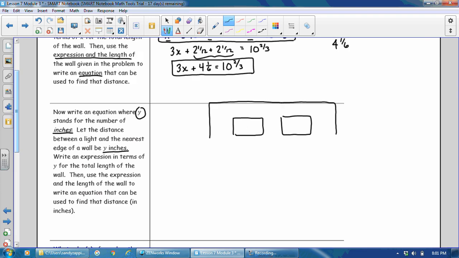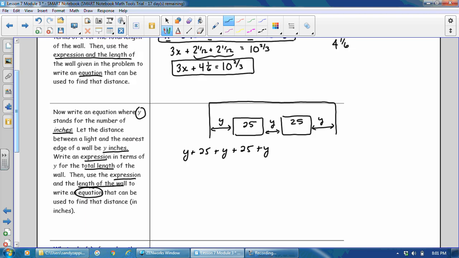And we know that this is 25 inches, and this is 25 inches. And it says to use y for the distance between the pictures and the wall. Write an expression in terms of y for the total length. So if we add y plus 25 plus y plus 25 plus y, and that is the length of the whole wall. Now use that expression and the length of the wall, write an equation.